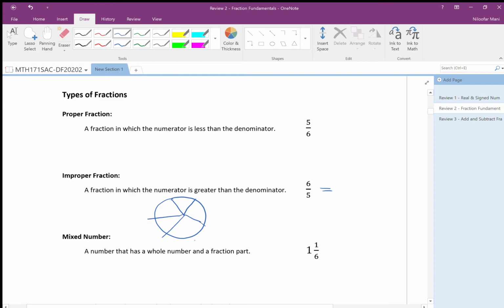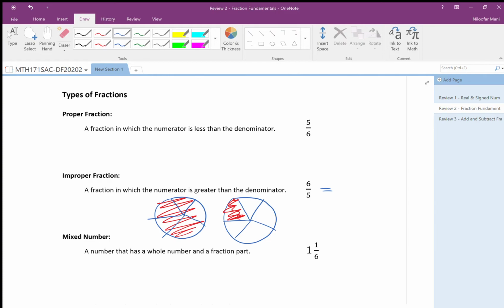and then I go to the second pizza, and I have another one from there. So it means I complete this and one of these. Okay, it's 6/5. Here I call it an improper fraction.